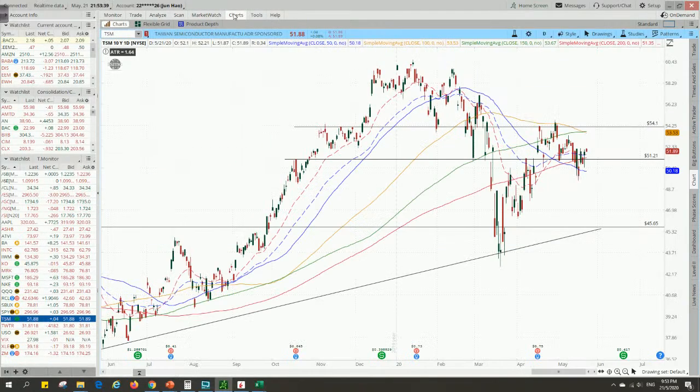52.50, 53, yes. So 52.50 would be somewhere around here, and 53 would be somewhere here. If we go up one notch higher, it would be 53.50, which will be where the moving averages converge, and also where the $54 resistance level is. So this is likely to be a heavy level for resistance.